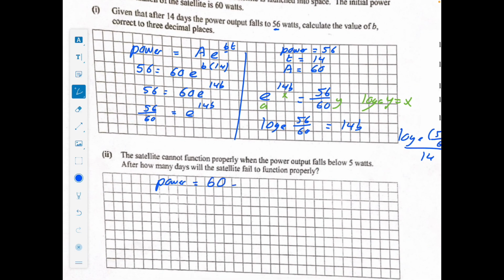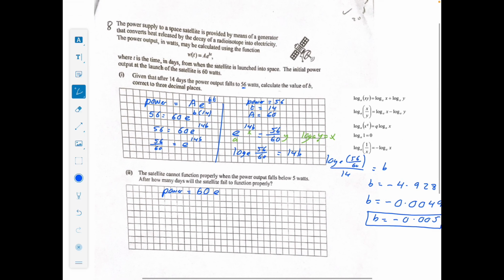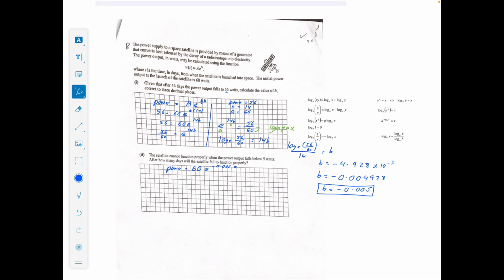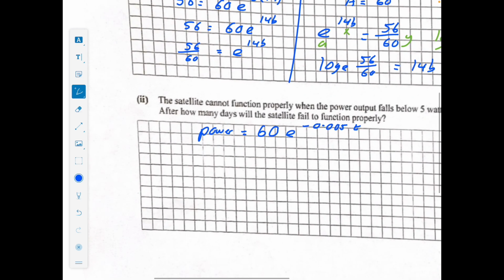So what I can do is rewrite my formula as power is equal to 60 e to the minus 0.005t. Okay, I haven't even read my question yet, but I probably know I'm going to need that. They didn't get me to find that just for fun. I'm going to need it for the next part. So the satellite cannot function properly when the power output falls below 5 watts. After how many days will the satellite fail to function properly?